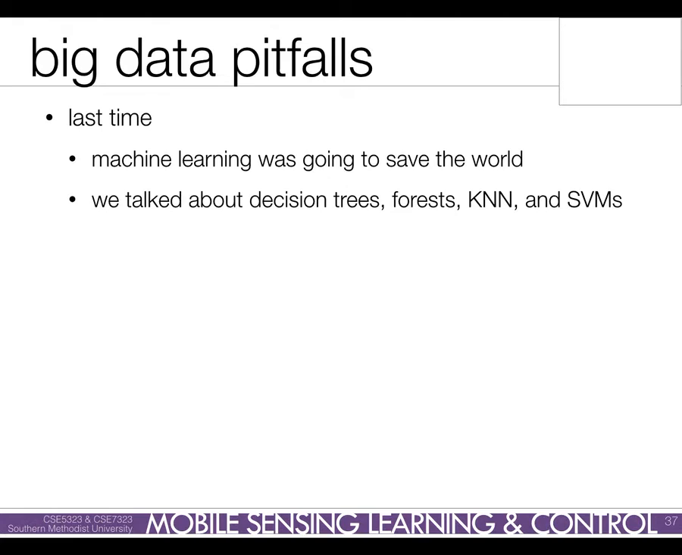Essentially what we talked about last time were decision trees, random forests, k-nearest neighbors, support vector machines. We ended the lecture with a little demo of support vector machines and how the support vectors get made and how the different max margin classes get made, right? What's KNN? Somebody tell me what KNN is.